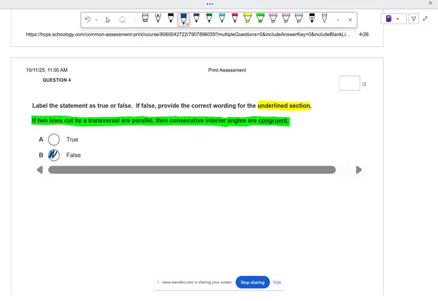This statement is false. If lines are parallel, then consecutive interior angles are supplementary. So you would have wanted to correct the word congruent to be supplementary.